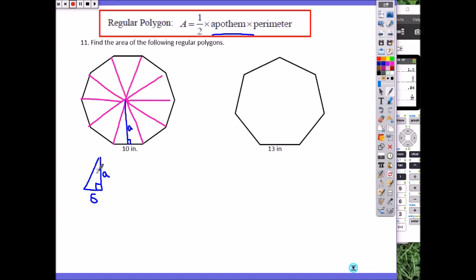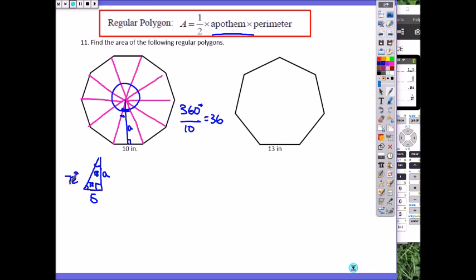How can we find these angles? When you look at this whole thing, what does it add up to? 360, but now you divide into 10. So 360 divided by 10 is 36. So this whole thing is 36, but it's half of it, so it becomes 18. And what would this angle be then? 90 minus 18, which is 72. So this is 72.